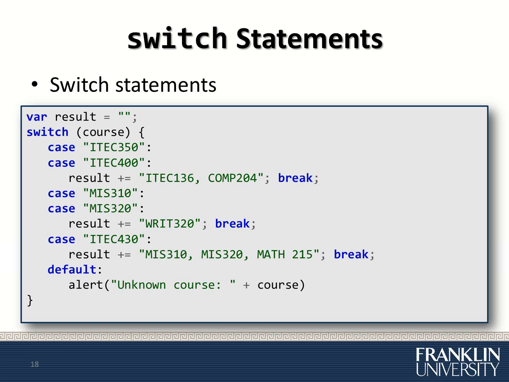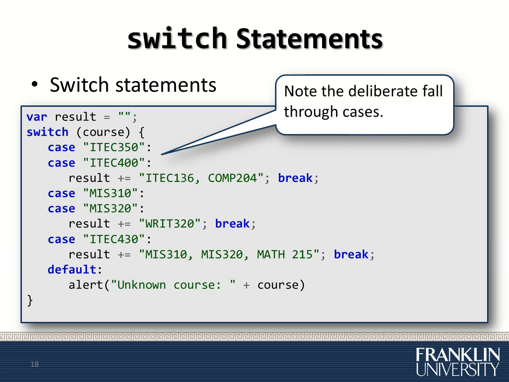Here's the code. We start by setting a result to some empty string, and then we switch based on the course. If the course is equal to ITEC 350 or the course is equal to ITEC 400, again, there's no intervening break, we'll fall through and we will set the result to be adding on ITEC 136 and Comp 204. And then we break and we'll exit out of the switch. The same thing happens for MIS 310 and MIS 320. They both have a prerequisite of writing 320, and so on. If none of the cases match, then we will execute the default, which alerts the user that this was an unknown course.